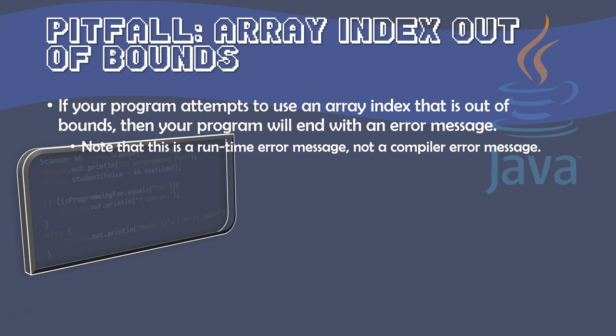So if your program attempts to use an array index that's out of bounds, then your program is going to terminate and have an error message. Now you'll note that this error that we get, this array index out of bounds, is a runtime error message, not a compiler error message, which means you won't discover it until you actually run your program.